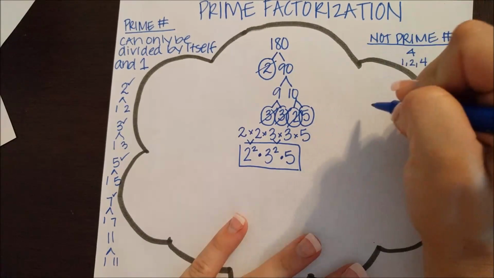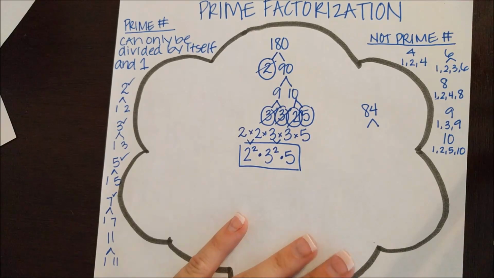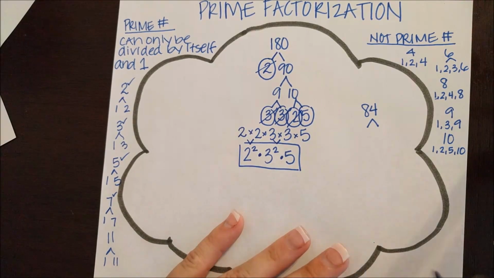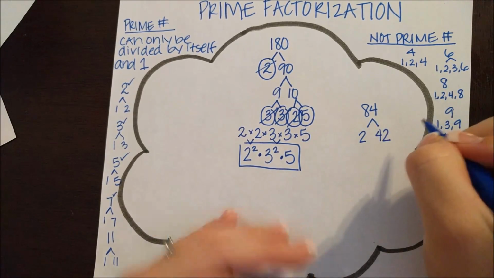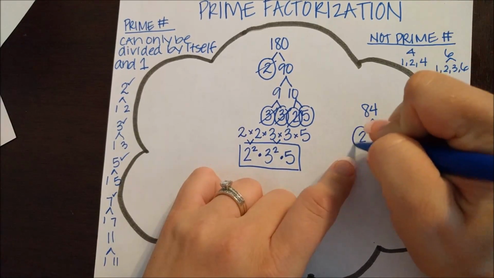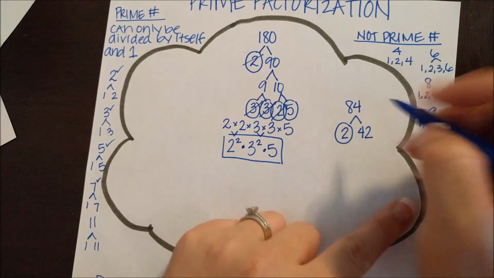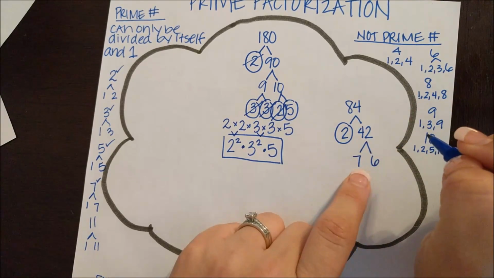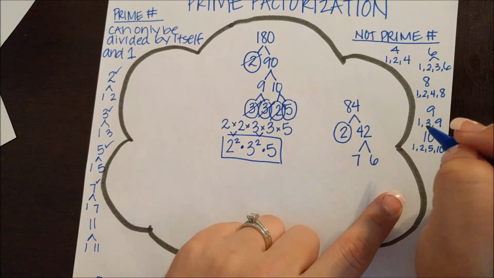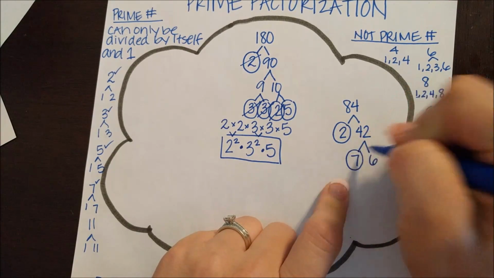Let's try 84. Well, what 2 numbers multiply together to get 84? Well, off the top of my head, I can think of 2 and 42. I know 2 is a prime number, so I'm going to circle it. Now let's go to 42. 42 is not prime. I know I can break that down into 7 and 6. 7 times 6 gets me 42. So is 7 a prime number? It sure is, so I'm going to circle it.